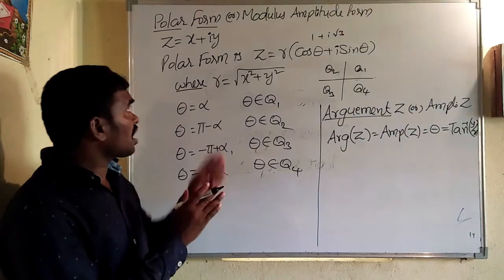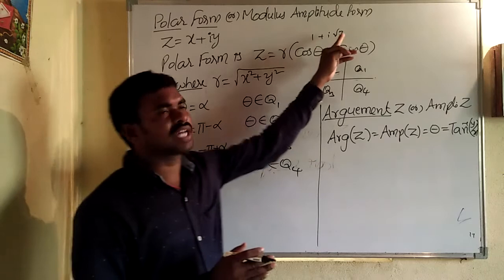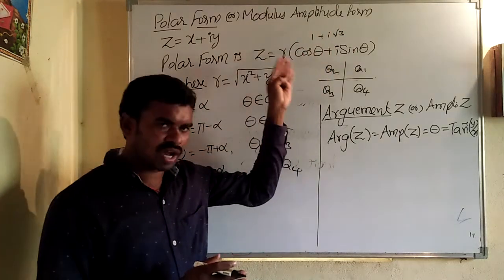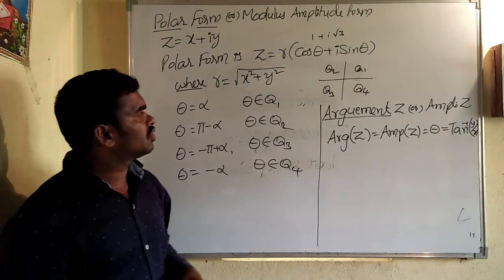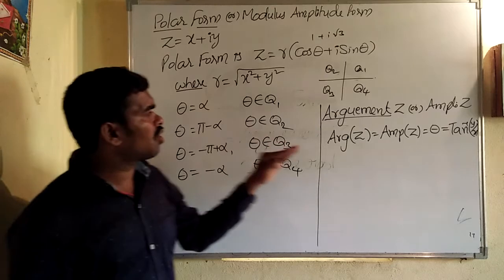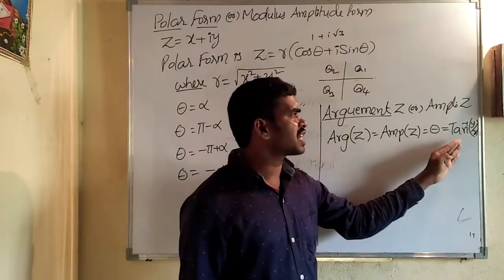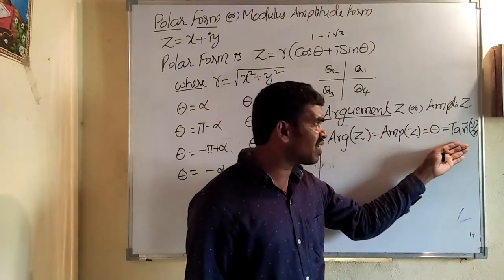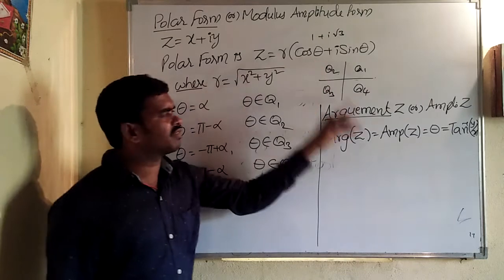If a question is given with a complex number like 1 plus i root 3, 1 minus i root 3, 1 minus i, or 1 plus i, then how do we write the polar form? Based on this concept. Argument z is nothing but theta, or amplitude z is nothing but theta, which is tan inverse y by x. In this way we can find the amplitude.